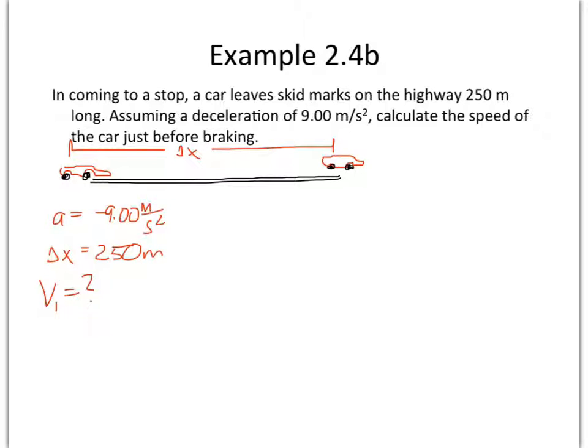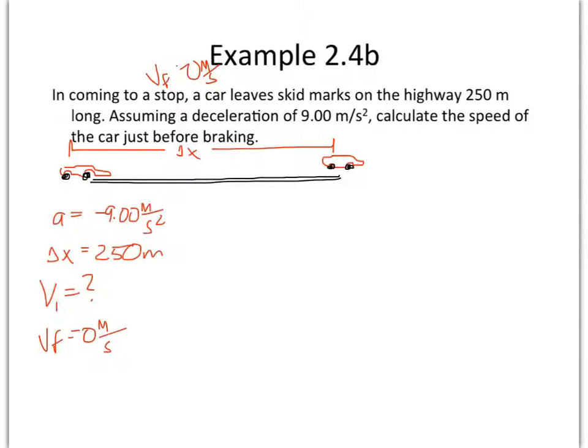Well, what is the car doing? The car is coming to a stop, right? It's coming to rest, and so that means the V final is going to be 0 meters per second. Ah, that's what we need. That's the other known that we have. So V final equals 0 meters per second. That's the other piece of the puzzle that we need.